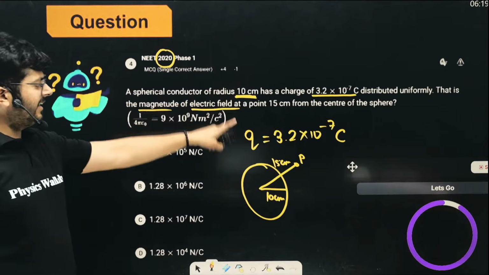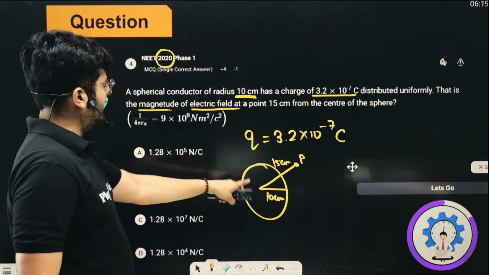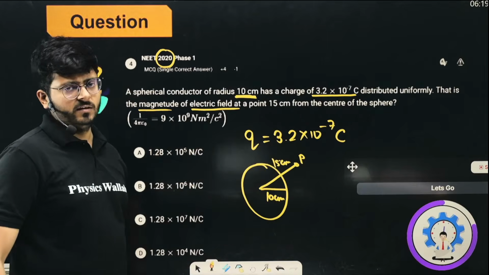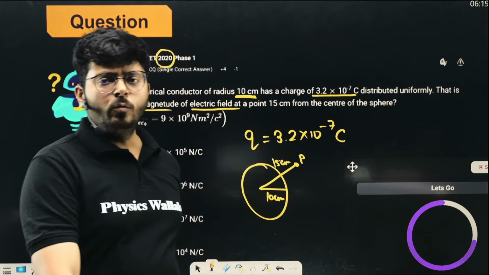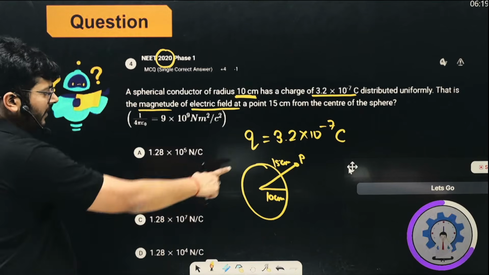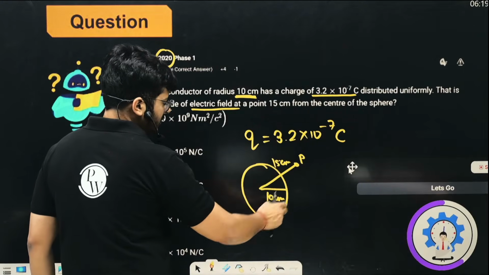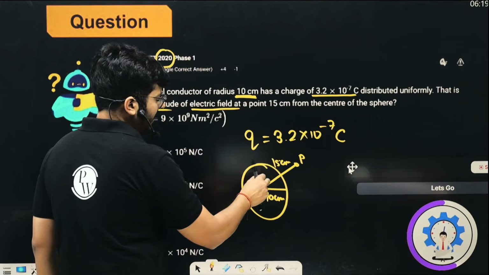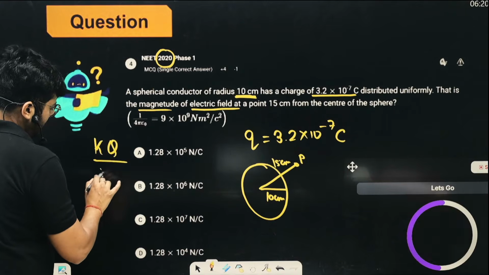The spherical conductor has a radius 10 centimeter. You have to find the value of electric field at a distance 15 centimeter away from it. So answer it. Simply kq by r square, right? The value of electric field over here will be kq by r square. For a point outside the charged sphere, this whole thing will behave like a point charge and it will be kq by r square.